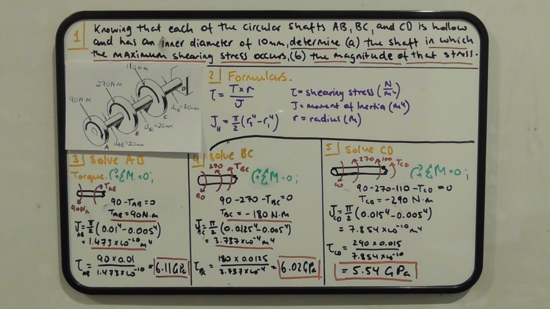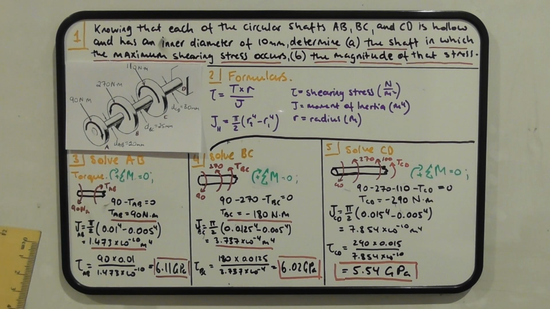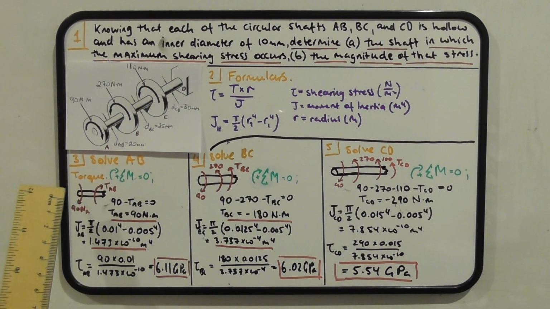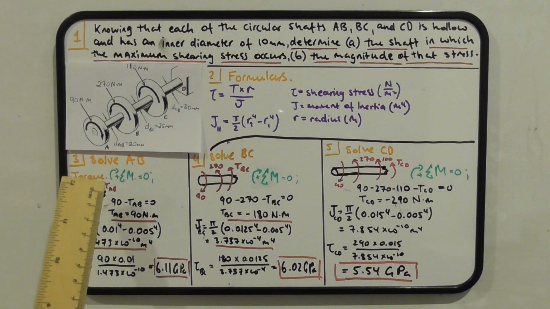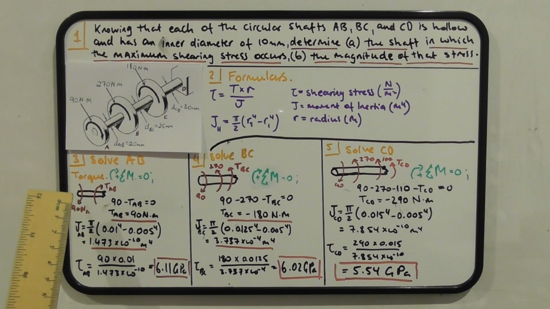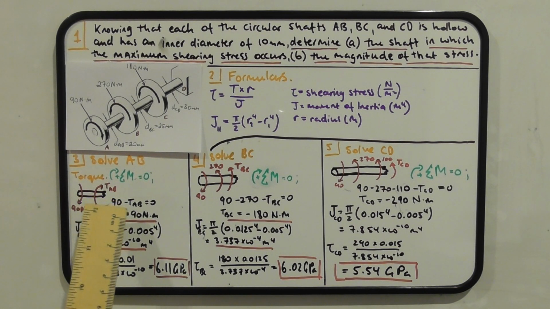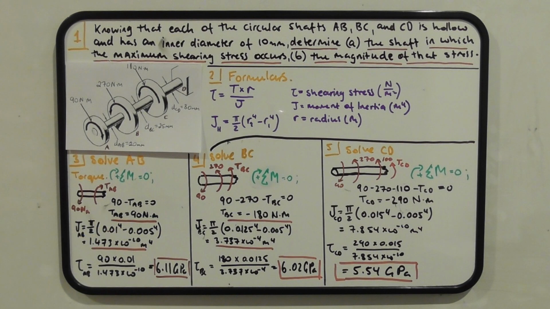So we're going to solve each one of these members individually. I'm going to start from A and solve A to B. The torque will be, we cut the shaft, and we'll define the sum of moments. Positive is the clockwise direction, so we will have positive 90 Newton meters minus torque AB equals 0. So that means torque AB will equal 90 Newton meters.